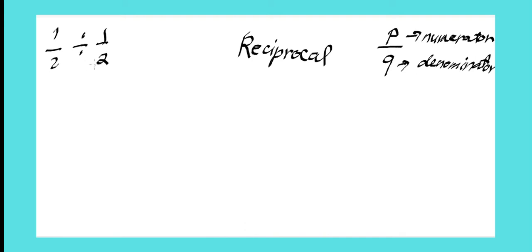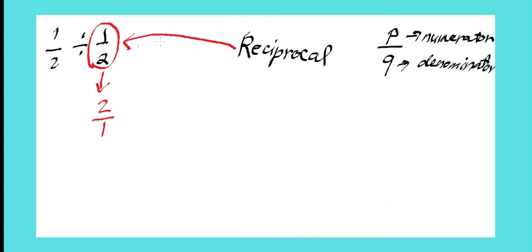Okay, of course, the divisor is the second number. Then we are going to reciprocalize it. Okay, so what are you going to do? You are just going to put the denominator in the numerator, and the numerator you are going to put in the place of the denominator. They are just changing places. The one above goes down, and the one down goes above.